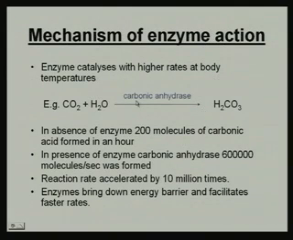Now, say for example, when an enzyme catalyzes a reaction at normal body temperature, say carbon dioxide and water in the presence of carbonic anhydrase, it produces H2CO3. In the absence of the enzyme, 200 molecules of carbonic acid were formed in an hour. In the presence of the enzyme carbonic anhydrase, when it catalyzed this reaction, 6 lakh molecules per second were formed.